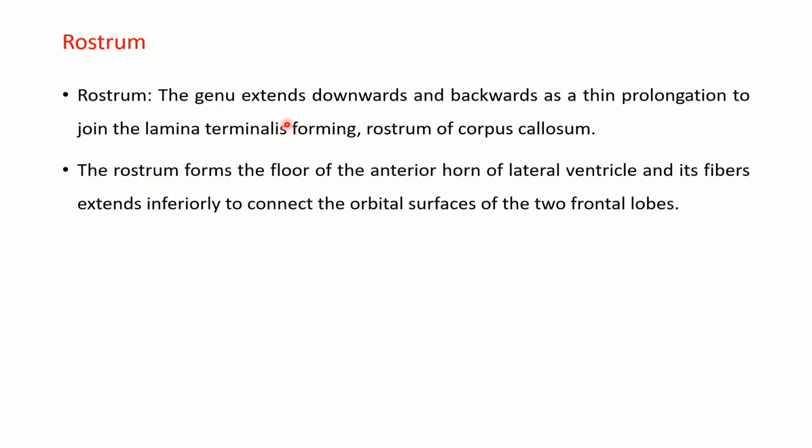From the genu, there is an extension downwards and backwards to reach the lamina terminalis. So this is called the rostrum. It forms the floor of the anterior horn of the lateral ventricle. Its fibers extend inferiorly to connect the orbital surface of the two frontal lobes.